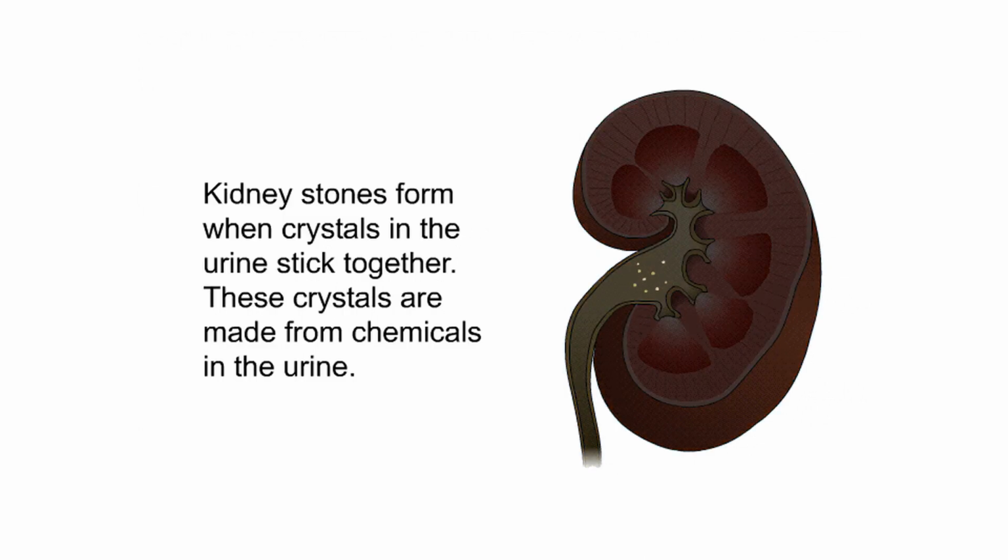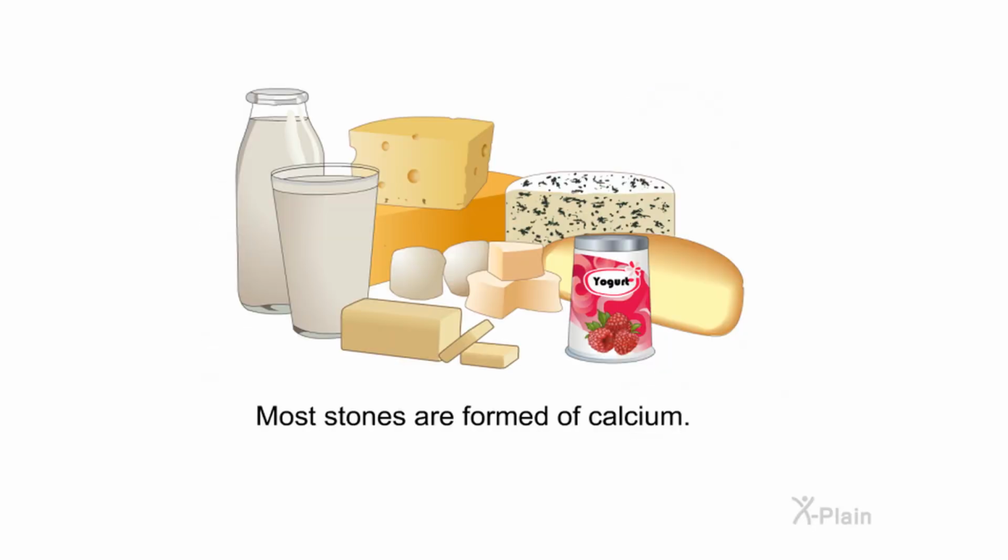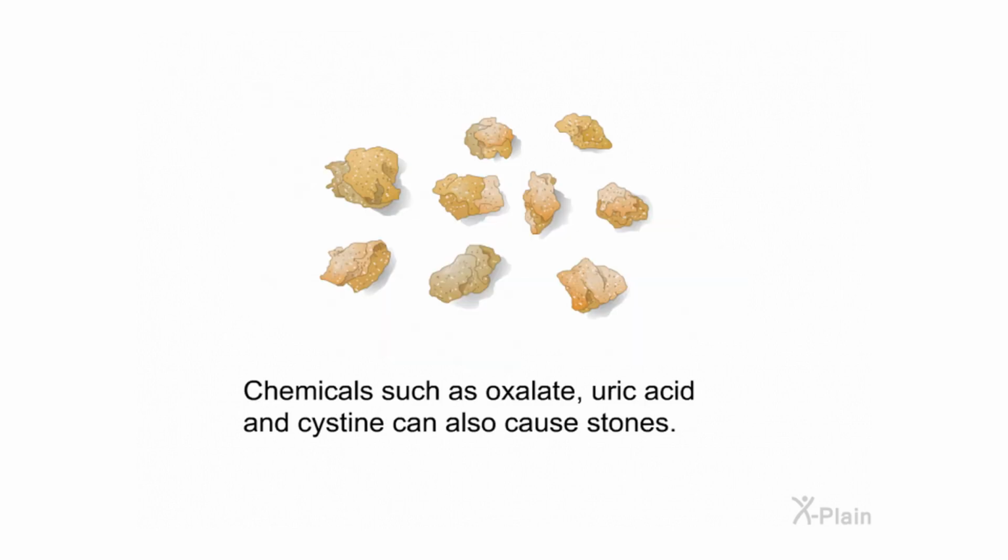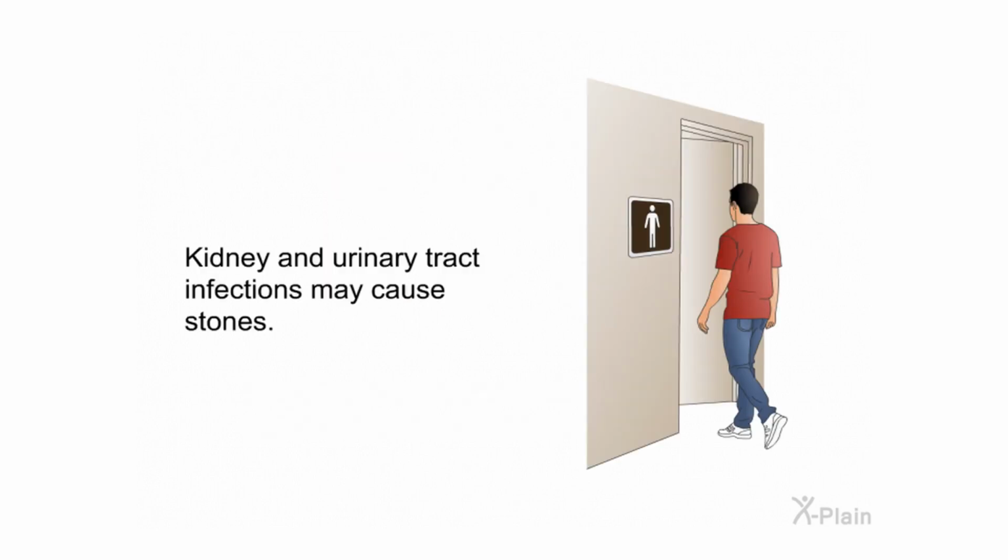Kidney stones form when crystals in the urine stick together. These crystals are made from chemicals in the urine. Most stones are formed of calcium. Chemicals such as oxalate, uric acid, and cysteine can also cause stones. Kidney and urinary tract infections may cause stones.